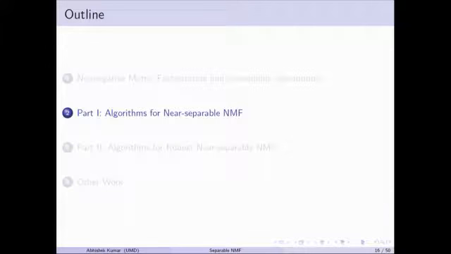So again, in the noisy problem, we have this separable structure, and then we add some noise to it. Again, the goal here is to recover the anchor columns. So next I'll talk about the algorithms for near-separable NMF.